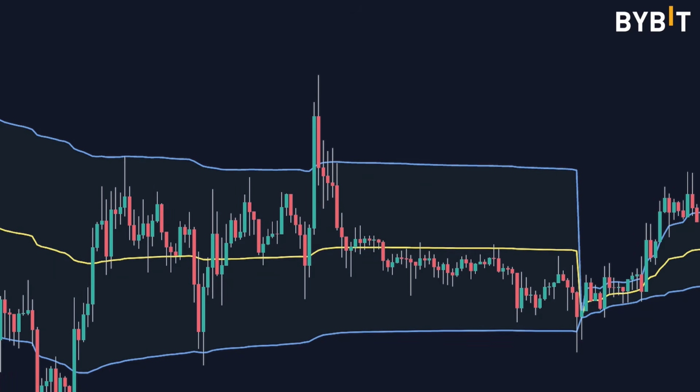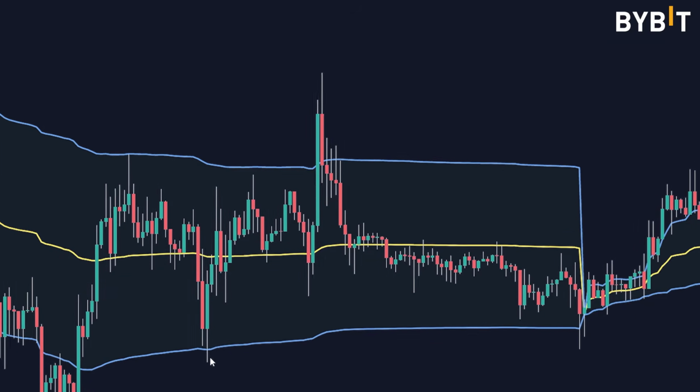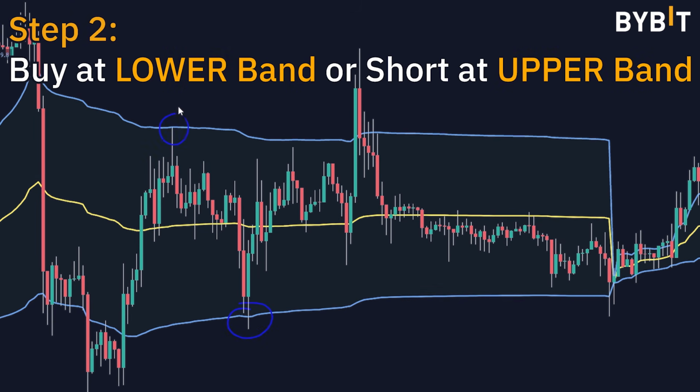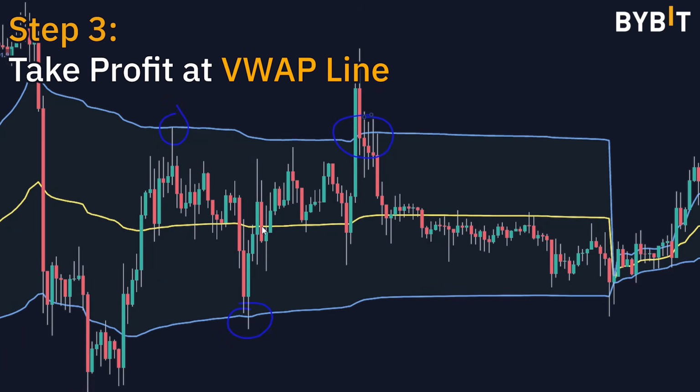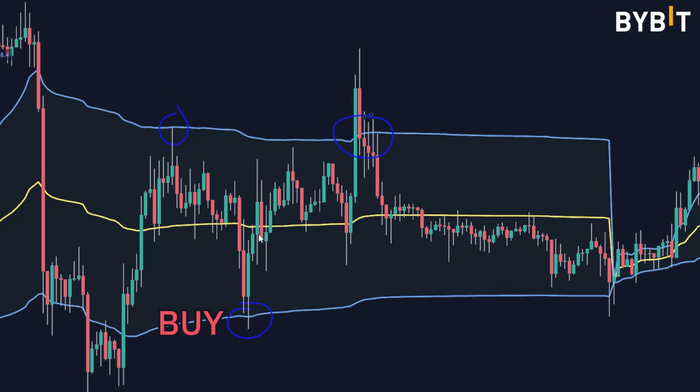And so this is very simple. What you want to do is buy at the lower band or short at the upper band. Now, when you buy at the lower band, you're going to look to take profit at the yellow line. So you're not going from one band to the other. You're basically buying the lower band, taking profit in the middle at the VWAP line. You would short at the upper band, and then you would take profit at the VWAP line.